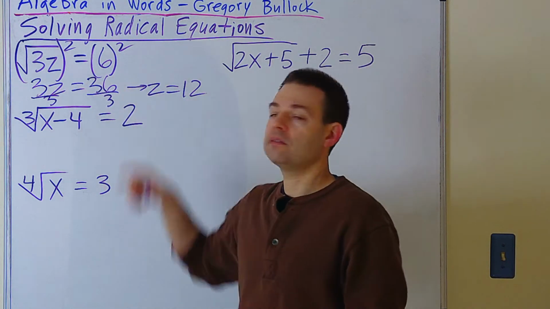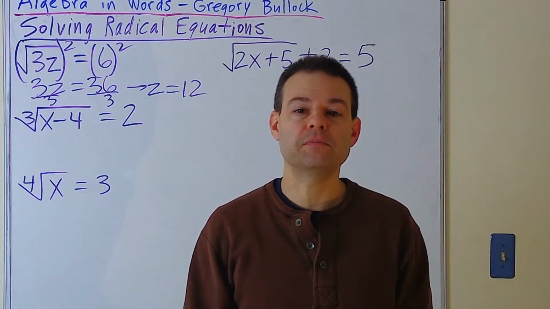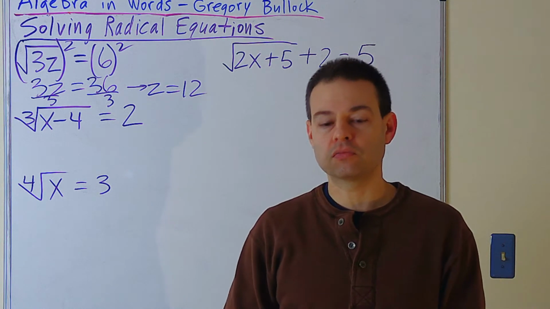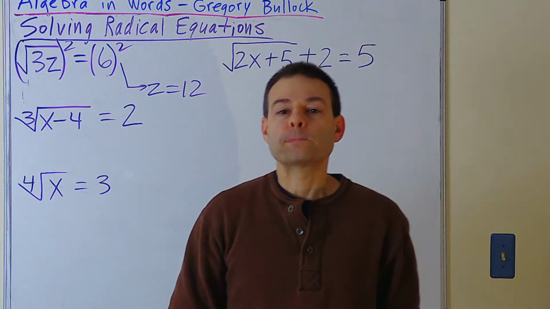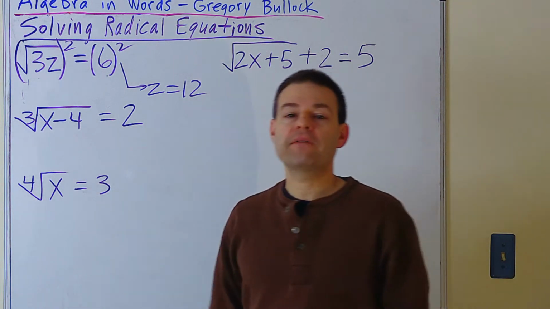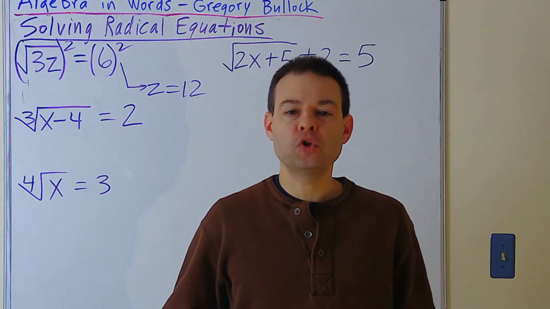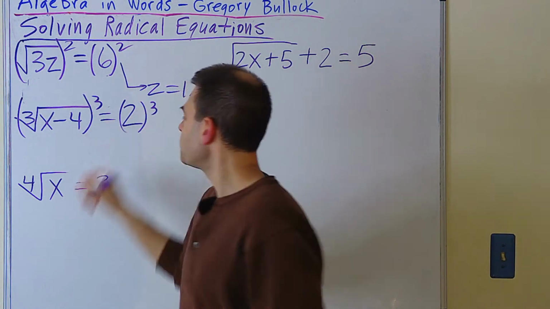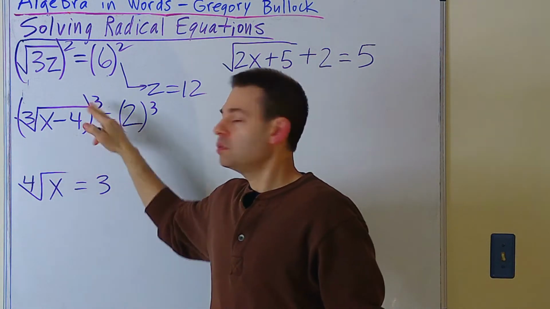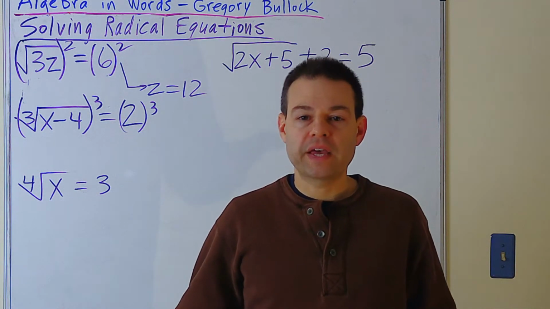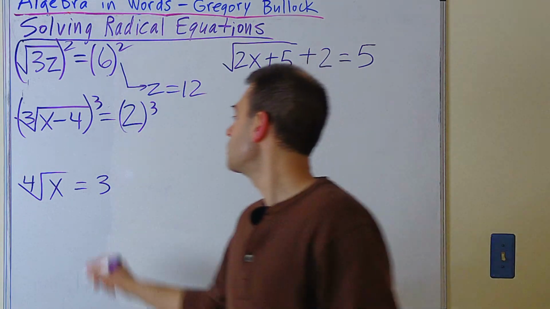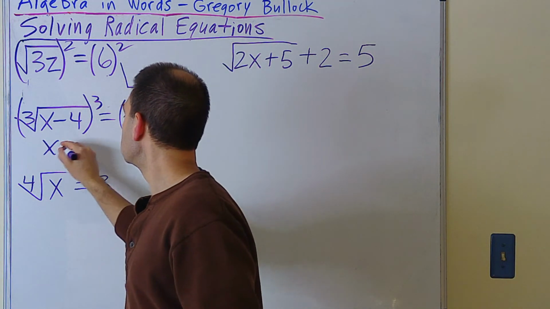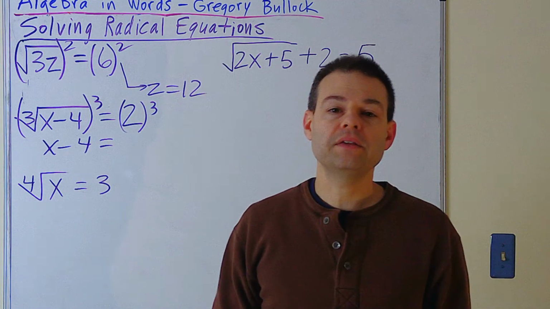Now, in the first problem, we squared both sides because we had the square root. If we look at the next problem, and I'm going to just erase this for a little room, we have a cube root. So we're going to cube both sides. Raising a cube root to the power of 3 makes the radical get eliminated, and we're left with just the base, which in this case is a binomial, x minus 4. And on the right, 2 cubed is 8.